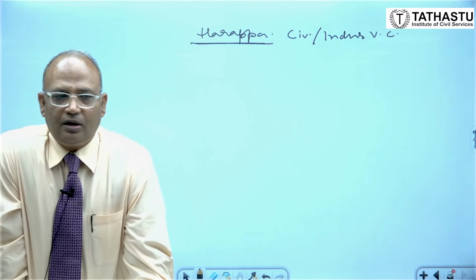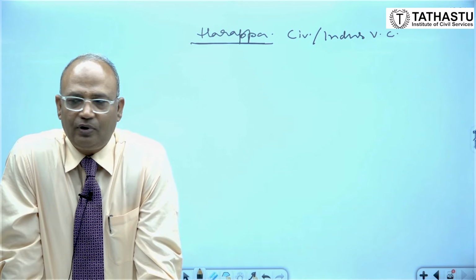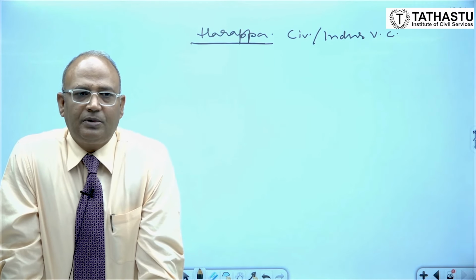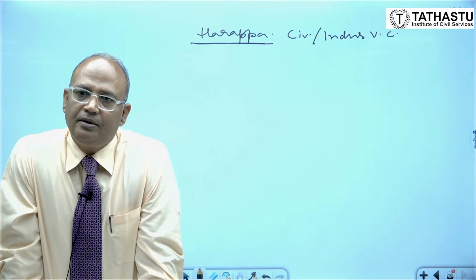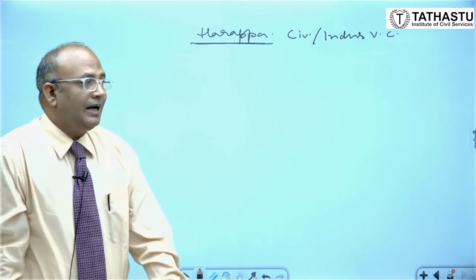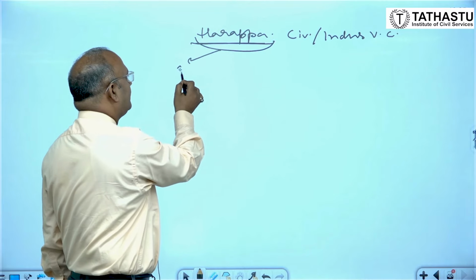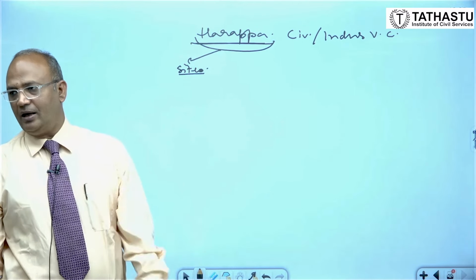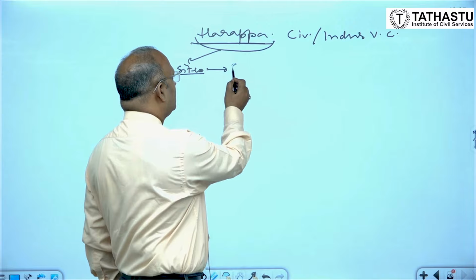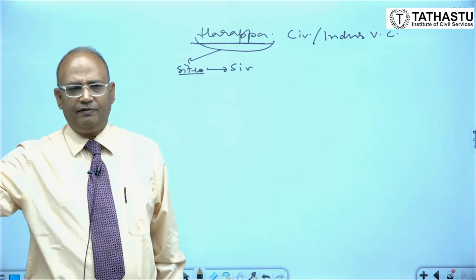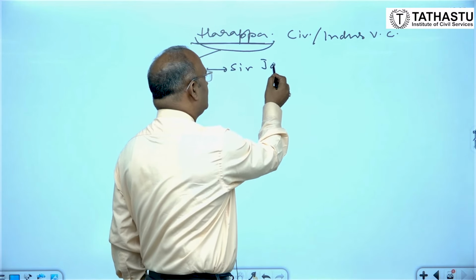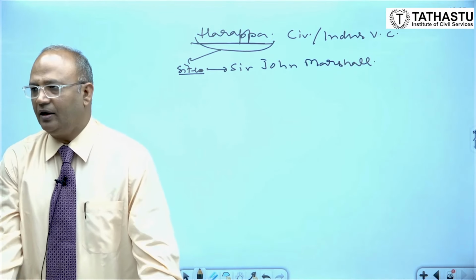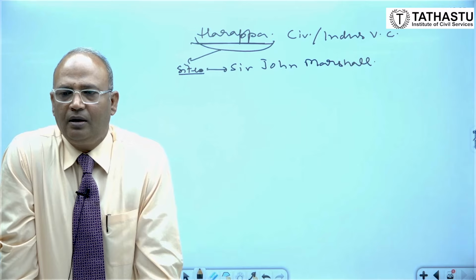But not all the sites are present on the bank of river Indus. Only a few sites are. Actually, why is it known as Indus Valley civilization? Because most of the sites are on the bank of river Indus or its tributaries. And why Harappa? Because this is the first site where this civilization was discovered. This name was advised by a British historian, Sir John Marshall, a very renowned historian whose name will come again and again in ancient India.